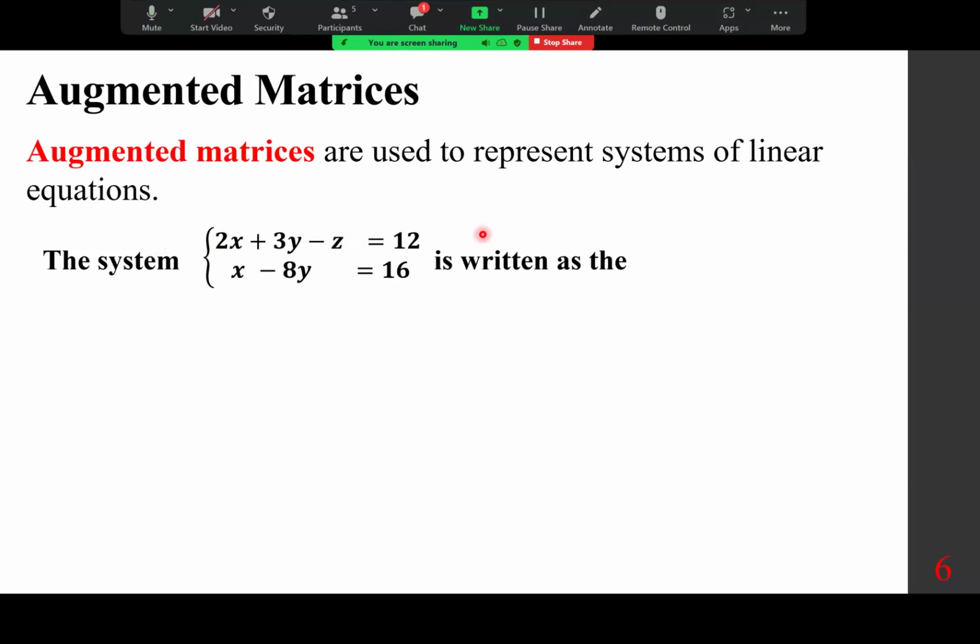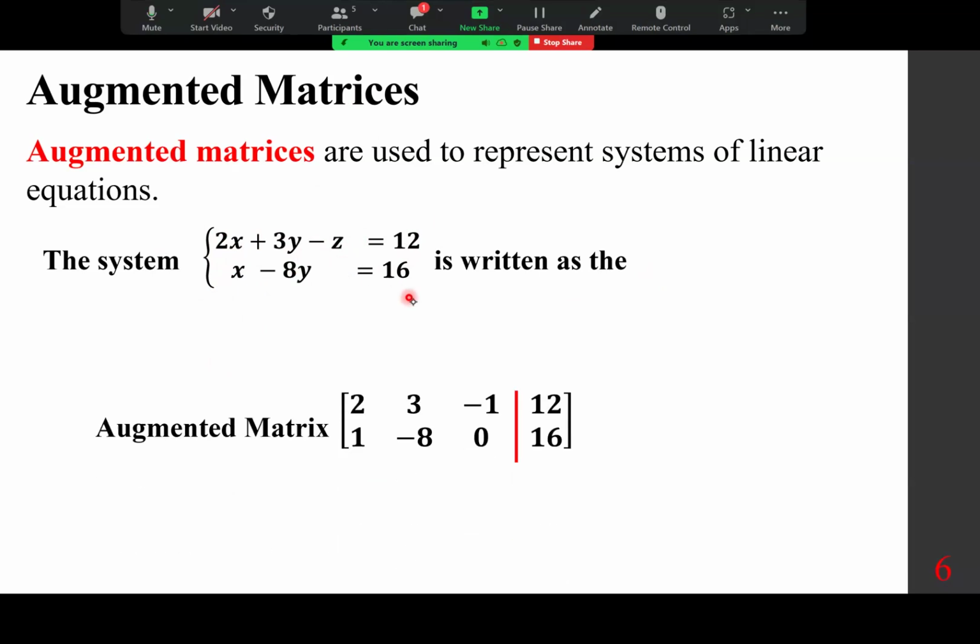Or you can say the first row is 2, 3, negative 1, 12. The second one is 1, minus 8, I don't have a z, 0, and 16. So this would be the augmented matrix, everybody. Again, pretty straightforward.